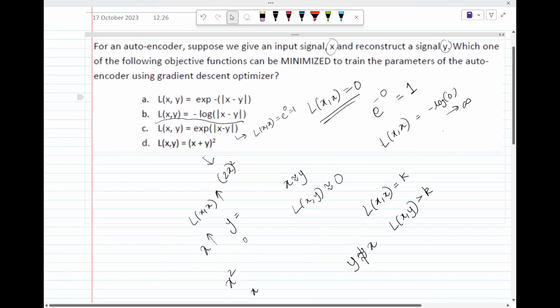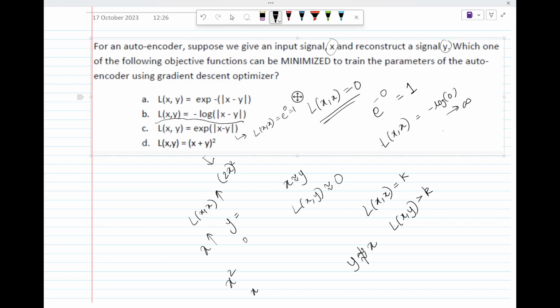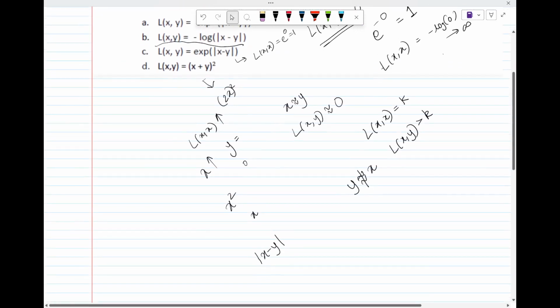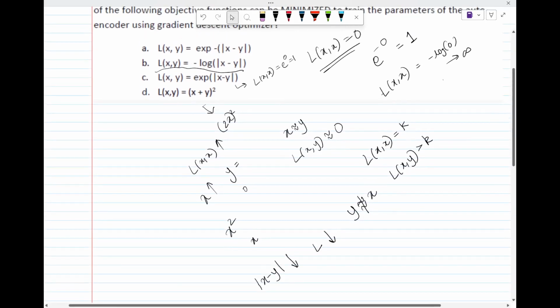And another thing is, when x minus y, this value, if x minus y is decreasing, then my L should also decrease. Okay, so that is something we can check.